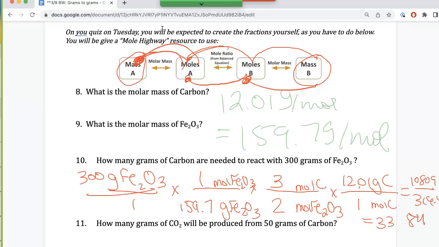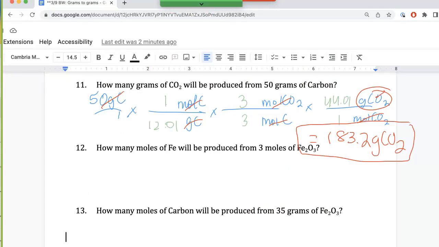33.84 grams of carbon. And again, I would want to check to make sure all of my units have canceled out, and I see that that is correct. I'm left with grams of carbon. The answer to number 11 is 183.2 grams of CO2.